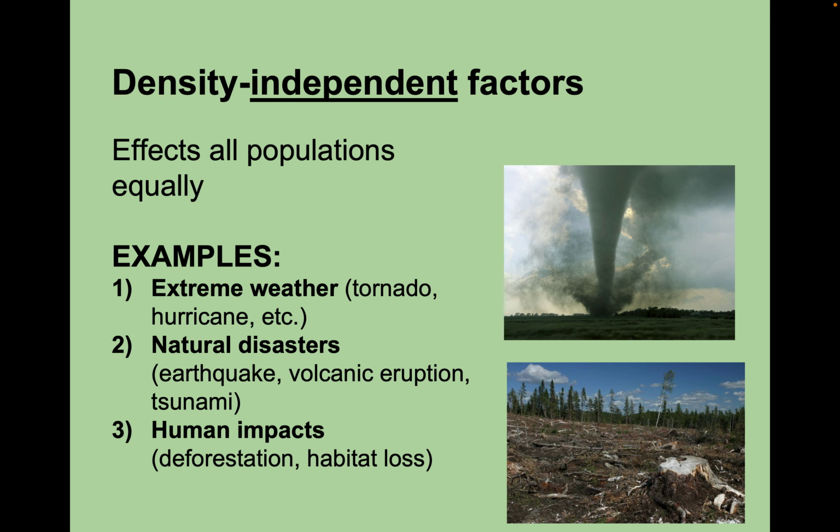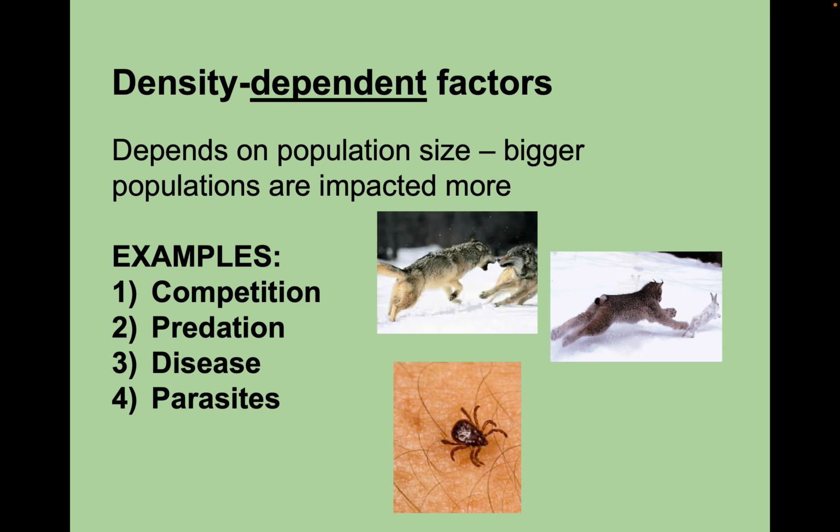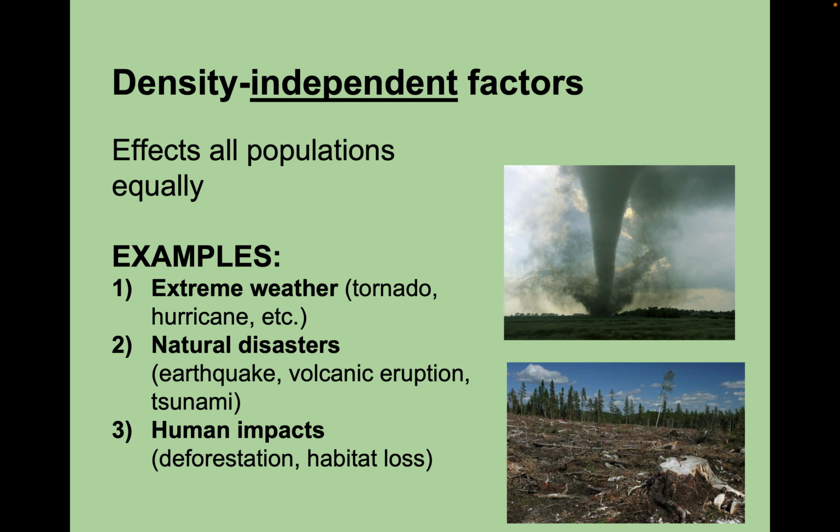Density independent factors affect everybody equally. It doesn't matter if you're a human or a squirrel or a worm, you're going to get impacted equally. Something like if a tornado hit Lebanon, it doesn't matter who you are, it's going to impact you. So extreme weather, tornadoes, hurricanes, natural disasters like earthquakes, volcanoes, tsunamis, meteors hitting, and human impacts. If you cut down an entire forest and build a Walmart on top of it, well, everybody who lived in that forest is affected. Whether they were a tree or a deer, they're getting impacted. But one more time, density dependent affects you more if there are more of you. Density independent affects everybody all the same.